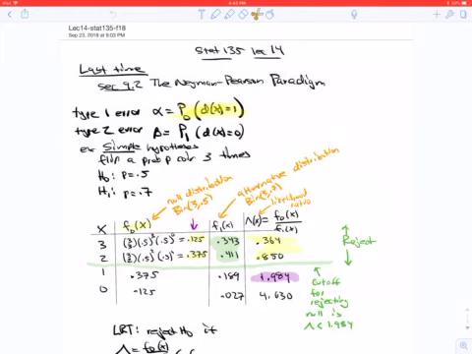Last time we started section 9.2 on the Neyman-Pearson paradigm, which is a frequentist way of doing hypothesis testing. We discussed type 1 error and type 2 error. Type 1 error is the probability under the null distribution that you reject the null. And type 2 error is the probability under the alternative distribution that you accept the null.